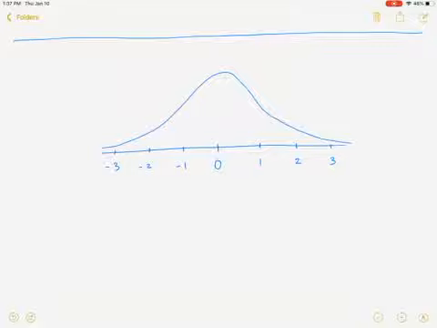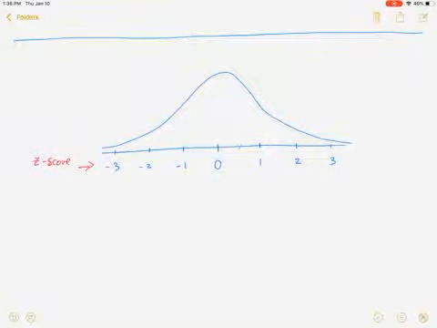Then I can represent those as my z-scores, the standardized z-scores, with no calculation involved. If I have data that is exactly 1 standard deviation above the mean, I will have a z-score of 1. If I have data that is exactly 1 standard deviation below the mean, I will have a z-score of -1.